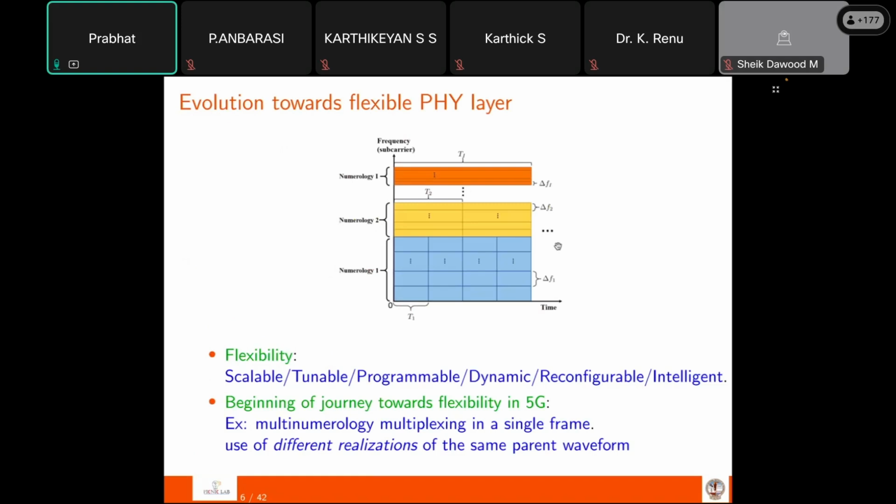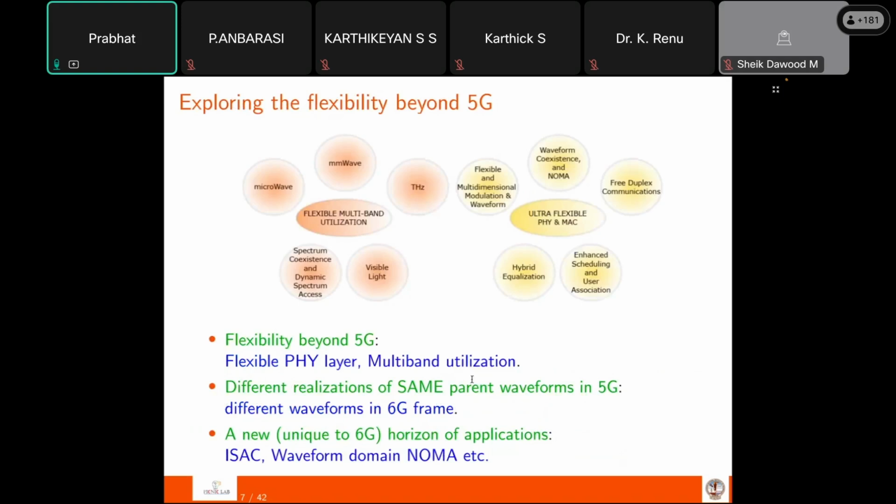So contrary to the other generations of wireless communication systems, the basic focus of 5G technology is on flexibility. This flexibility can be in terms of multi-numerology multiplexing in a single frame, or the use of different realizations of the same parent waveform. It provides us the foundation for flexibility in the physical layer of wireless communication systems, which is going to pave the way for the next generation of wireless communication systems, that is 6G or beyond 5G systems.